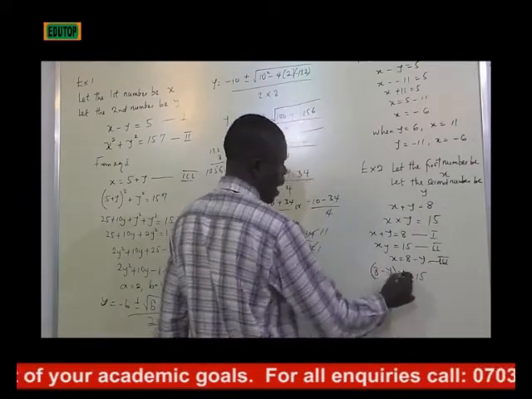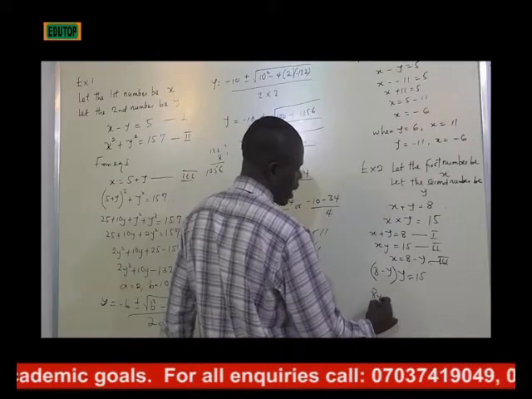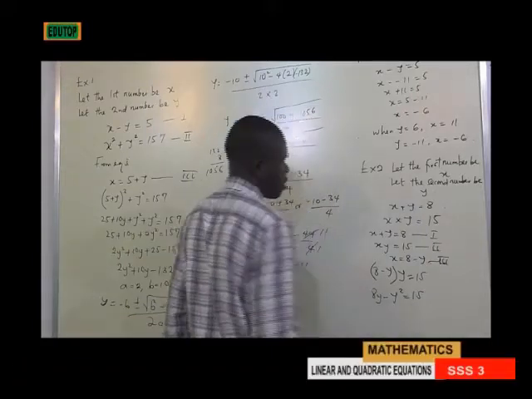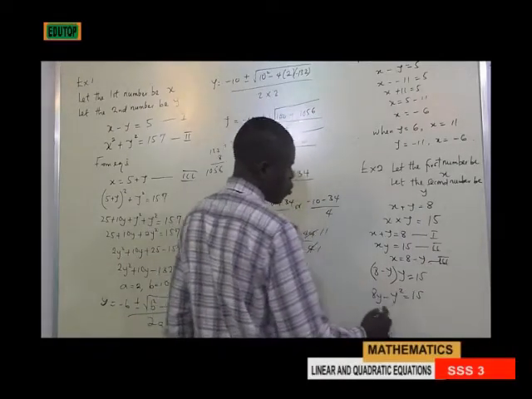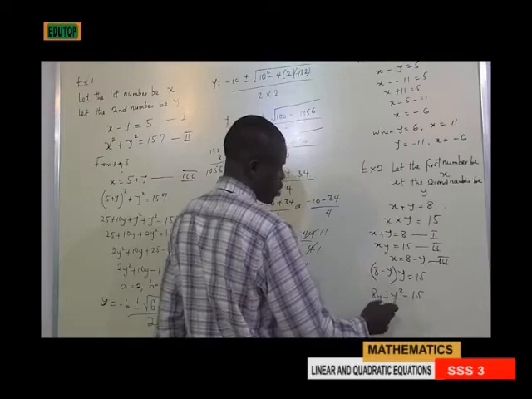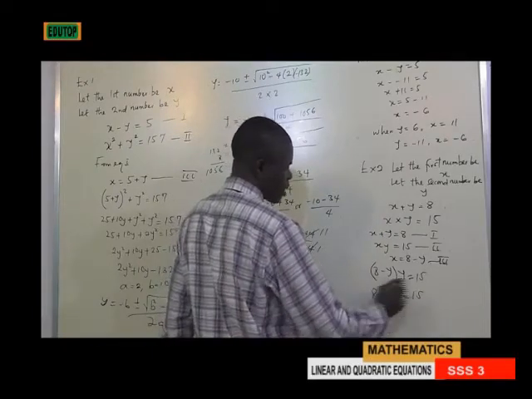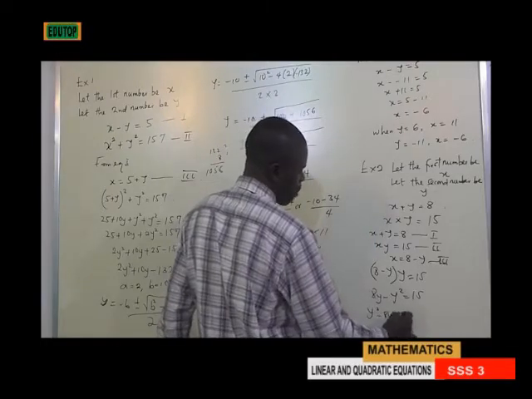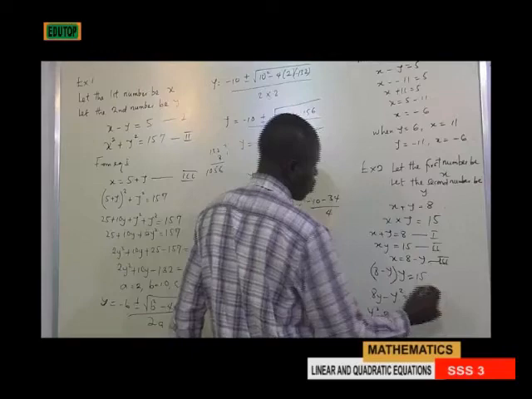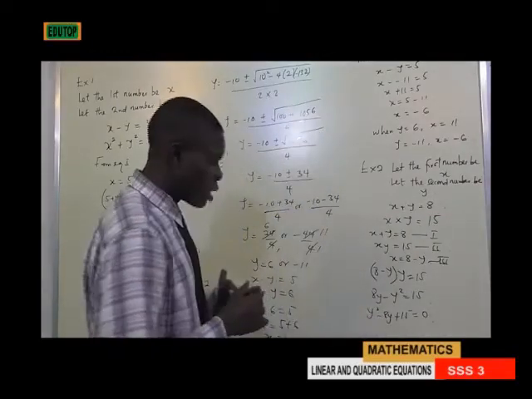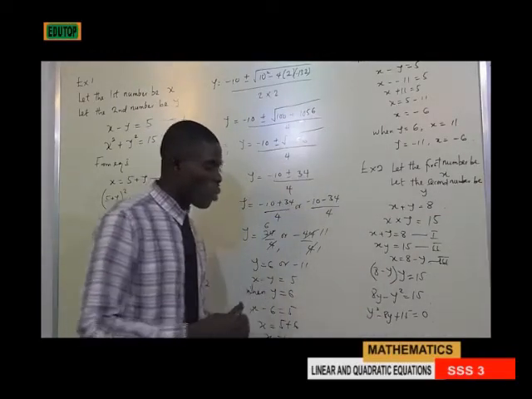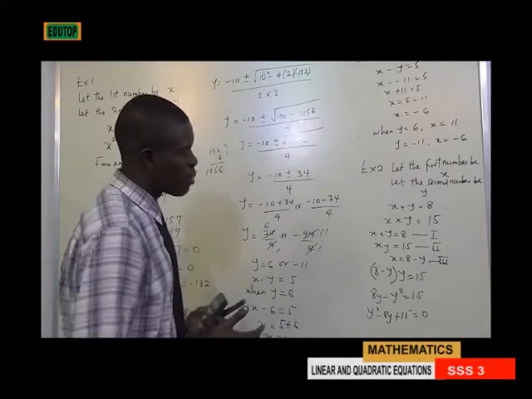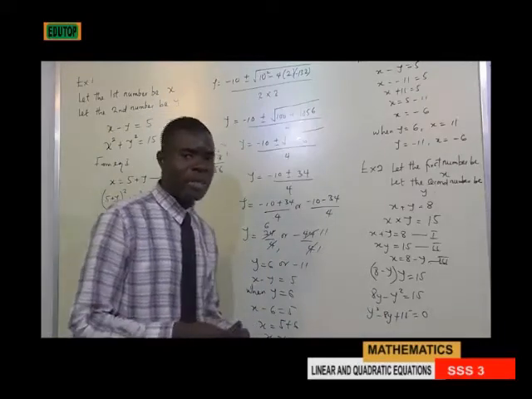So if I open this by expanding this, I have 8y minus y squared equals to 15. By restructuring this to look like a proper quadratic equation, I will transfer this to this side and transfer this to this side. By doing so, I have y squared minus 8y plus 15 equal to 0. And this is a quadratic equation. So I move on to solve for y. Having gotten two values for y, I will get my corresponding values for x.